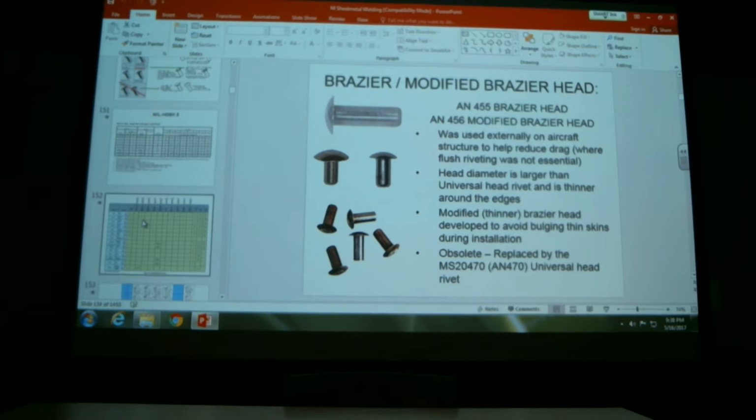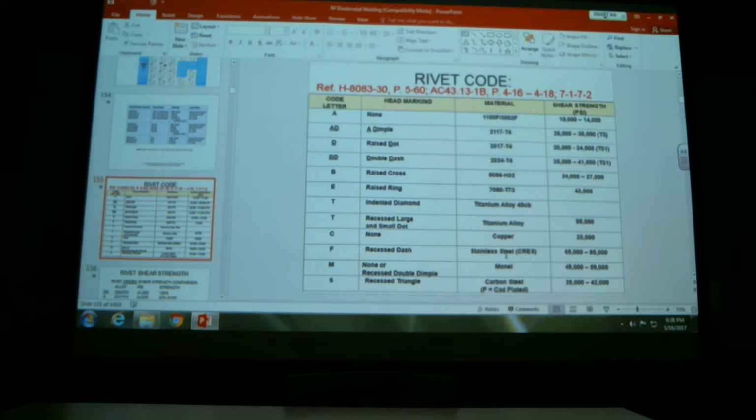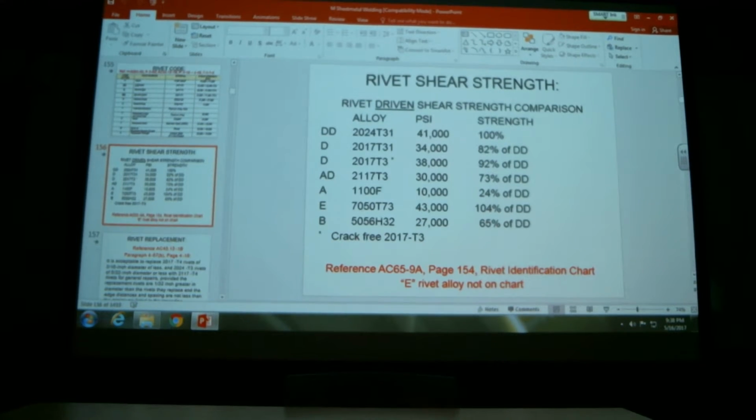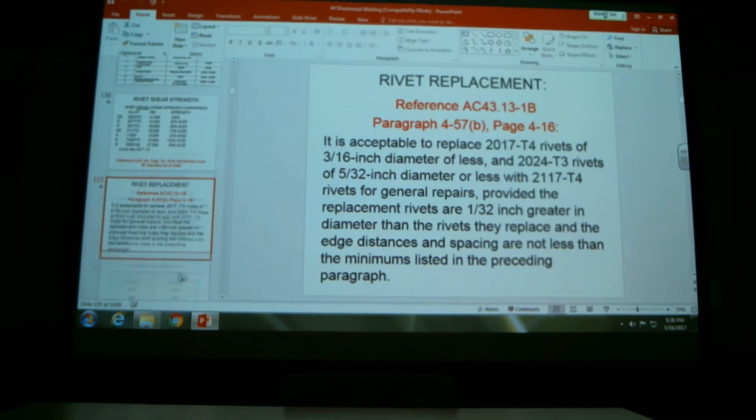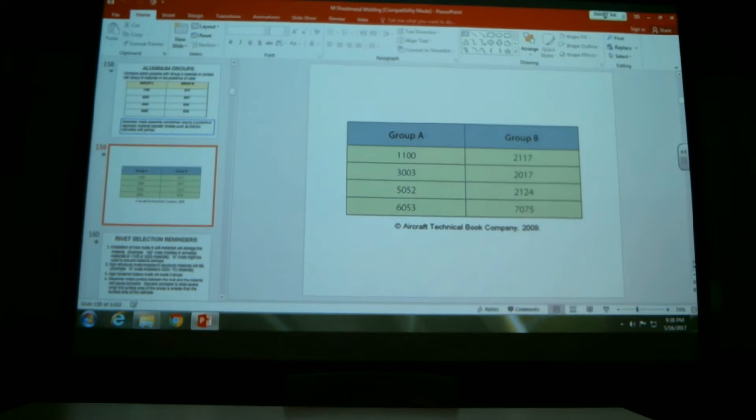You know the different alloys of rivets. I guarantee on the test you're going to have to know alloys and their head markings. You need to know that. What's the head marking for the A rivet? What's the head marking for a B rivet? Double dash. That's a D rivet. Raised cross. What's the head marking for a DD rivet? What alloy is that? It's aluminum 2024.